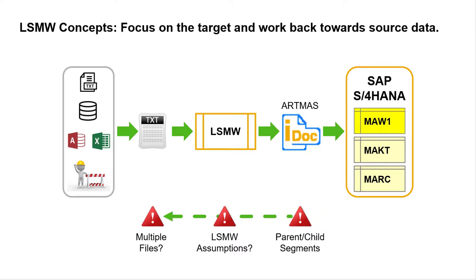I'm going to say it again, you always begin with the end in mind. In this case, focus on the ArtMass IDoc. Consider your mass update requirements, then work your way back towards defining the source structures and the source data files. That's the proper sequence. Let's begin to do exactly that.